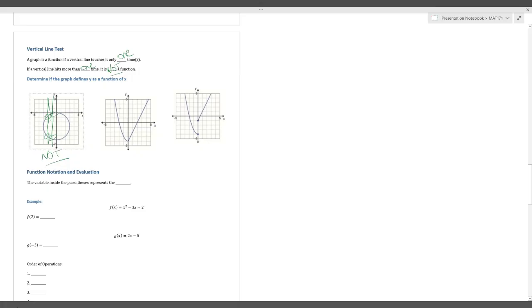Any vertical line drawn through this graph, if you notice, is only hitting one time. How about this graph? Is it a function or not?